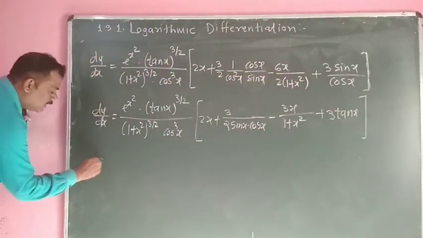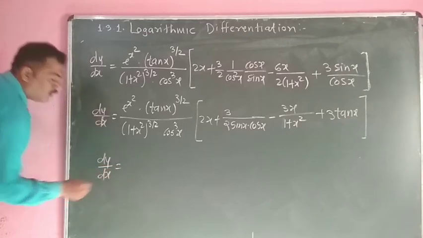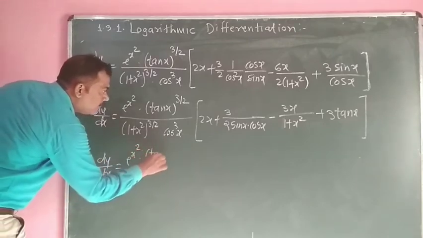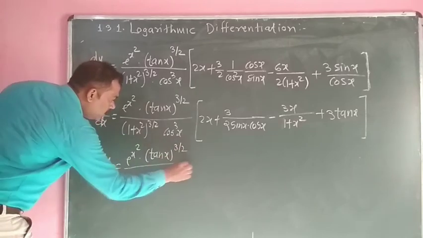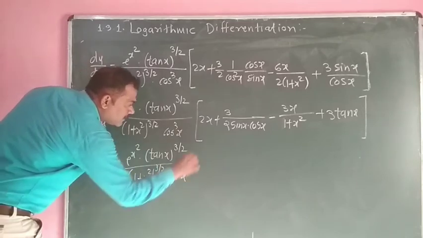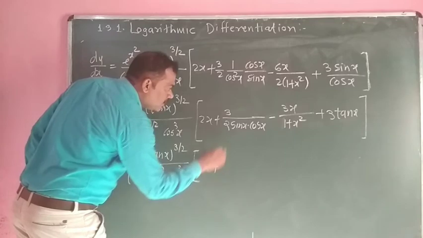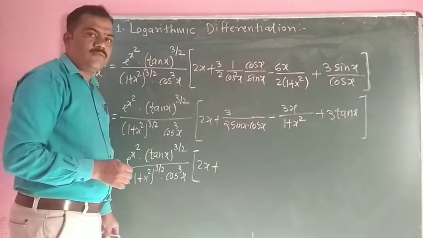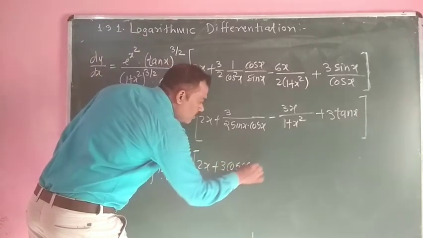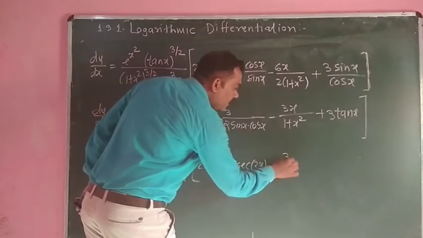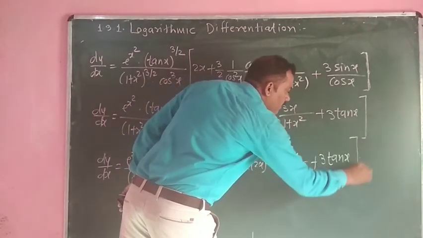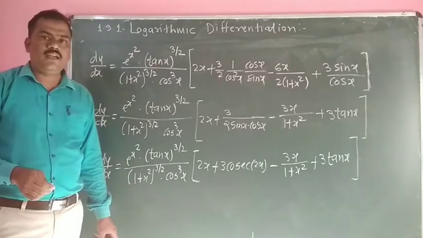So that we can write this dy by dx is equal to e raised to x square into tan of x raised to 3 by 2 divided by 1 plus x square raised to 3 by 2 into cos cube x into, that is 2x plus 2 times sin x into cos x is nothing but sin of 2x, and 1 upon sin of 2x is nothing but cosec 2x, that is 3 times cosec 2x minus 3x divided by 1 plus x square plus 3 times tan of x, which is the required answer.